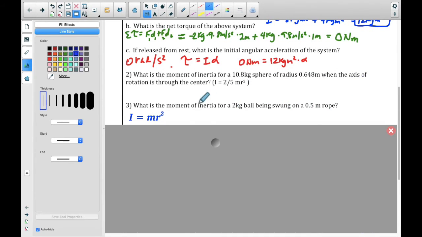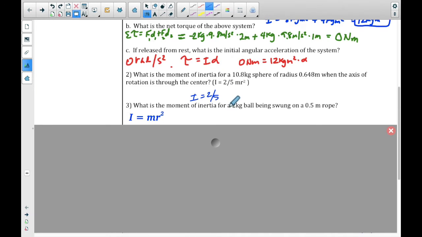Okay, so I'm just going to take this equation, they've given it to me, and I'm just going to plug in my numbers. So my inertia is 2/5 times the mass, which is 10.8 kilograms, times the radius, which is 0.648, and we're going to square that. We're going to do that on our calculator, and we're going to get a moment of inertia of 1.8 kilogram meters squared. That's how you calculate inertia.